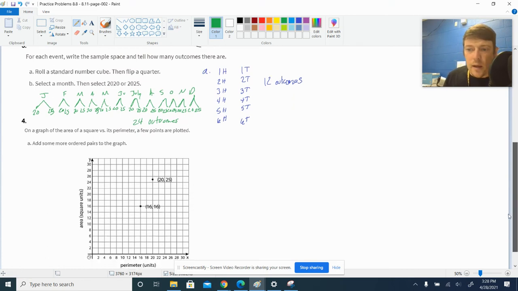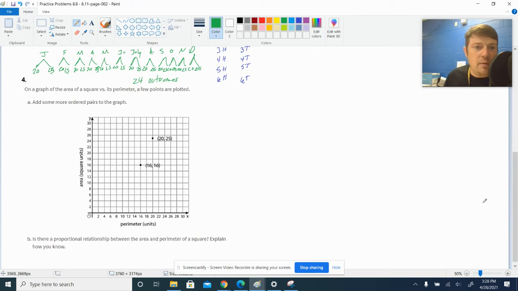On the graph, we have the area of a square compared to its perimeter. So let's draw a square. Okay, the first one is the perimeter. So if I've got 20, that means this is the square that we're talking about. 5 plus 5 plus 5 plus 5 is a perimeter of 20, and 5 times 5 is an area of 25 square units. You can see why 20 and 25 is the connection that they have.